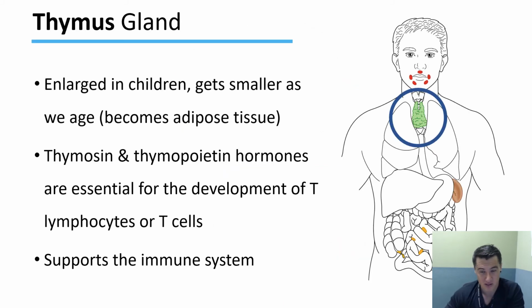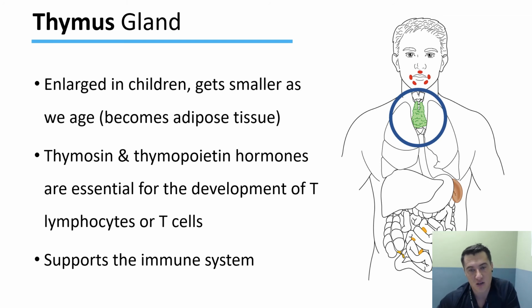The thymus, which we looked at in the immune system, so we'll only just touch on this, but there's some stuff we didn't talk about in the immune system that's interesting. When we're born as children, it's the biggest. It's made of immune tissue that releases thymosin and thymopoietin hormones, and they are essential for the development and training of our T cells in our immune system, which we know. So that supports our immune system.